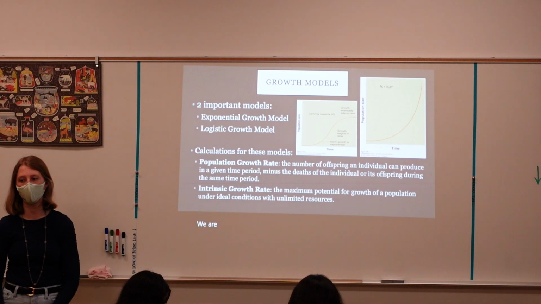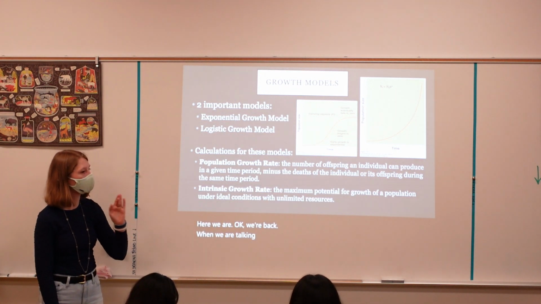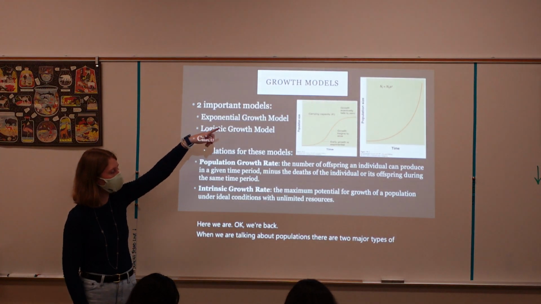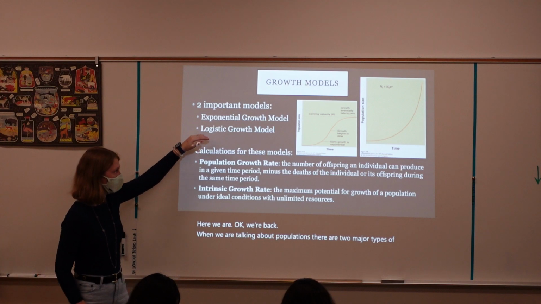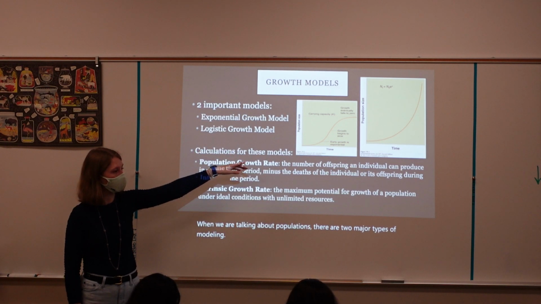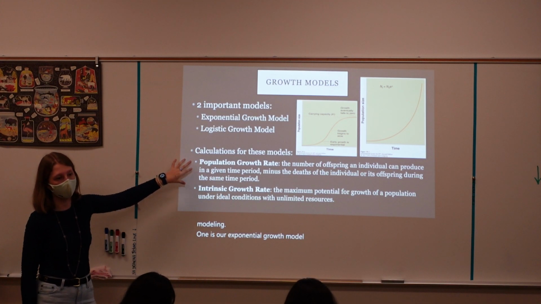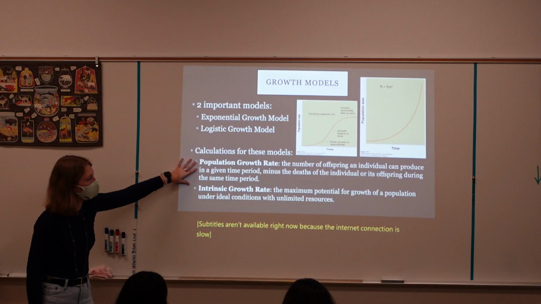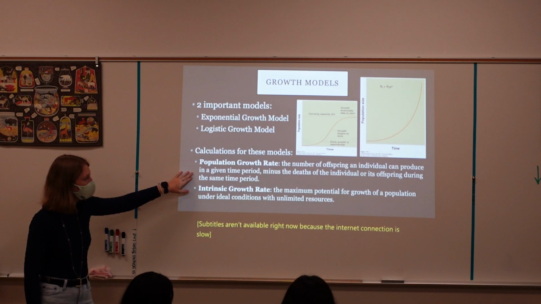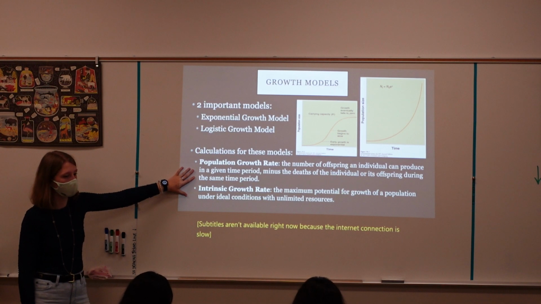When we are talking about population, there are two major types of modeling. One is our exponential growth model, which is the graph on the most right. The second one is our logistic growth model, and that is the left graph. So there are two major calculations. There's one that's the population growth rate, which is the number of offspring an individual can produce in a given time period, minus the deaths of the individual or its offspring during the same time period.